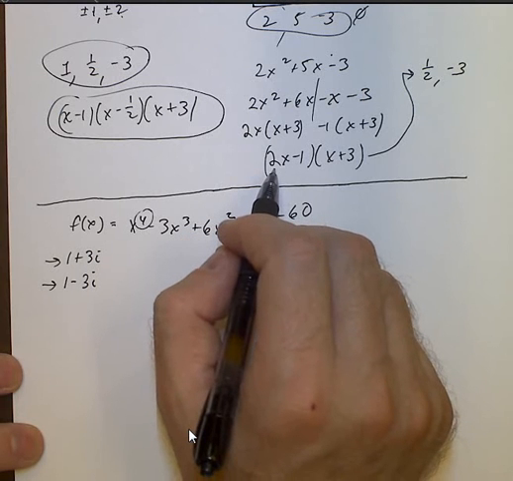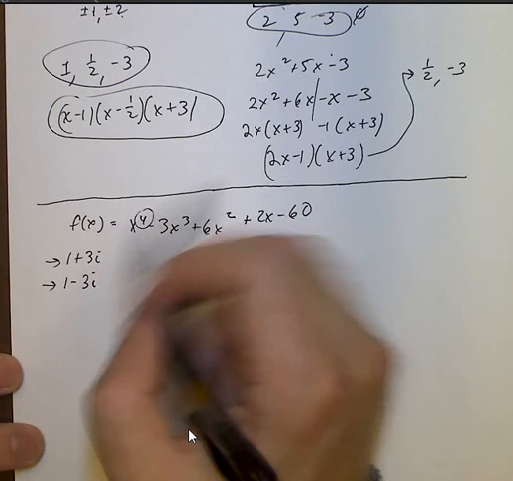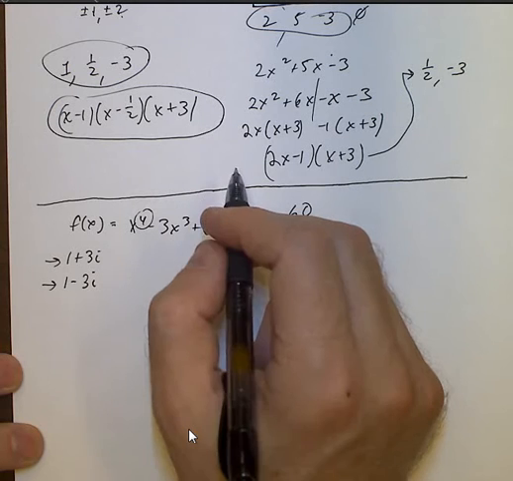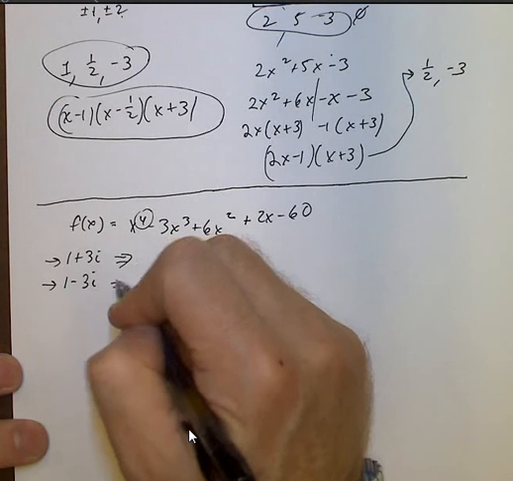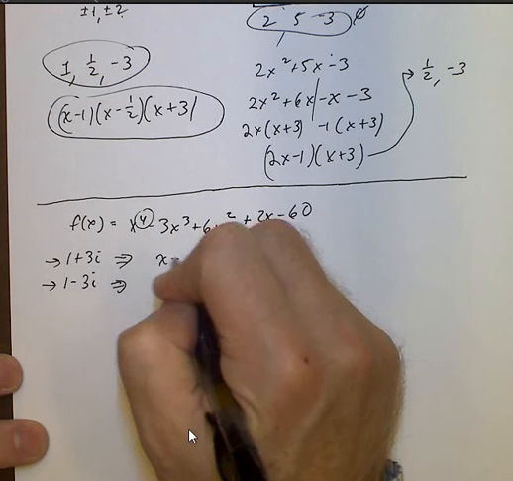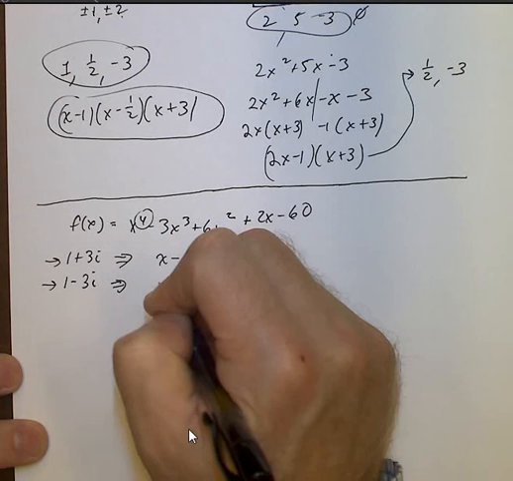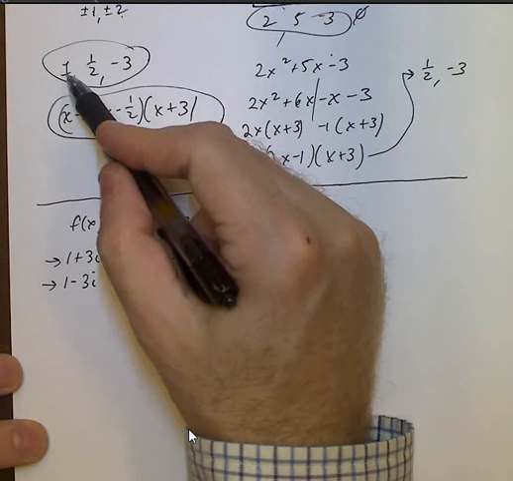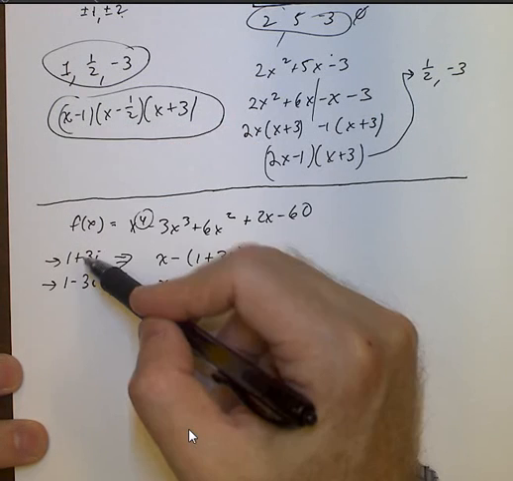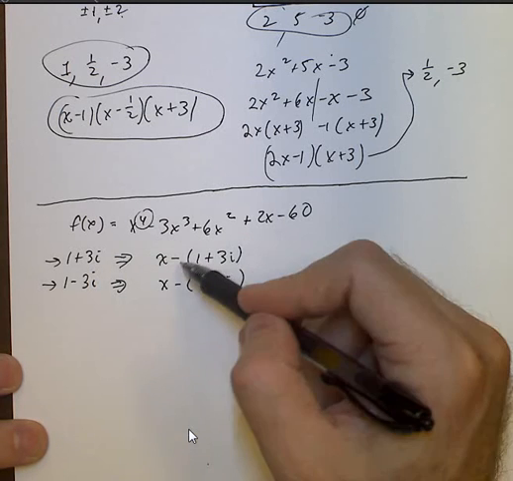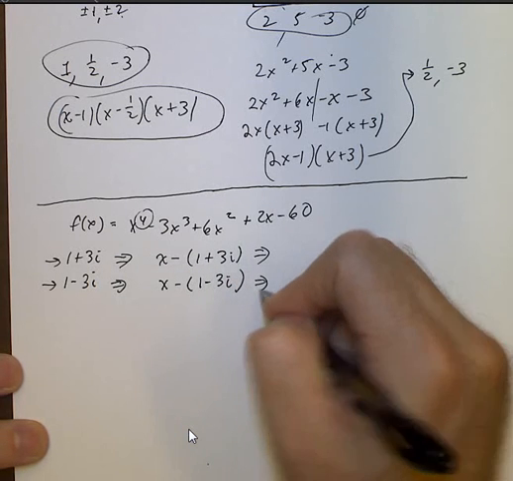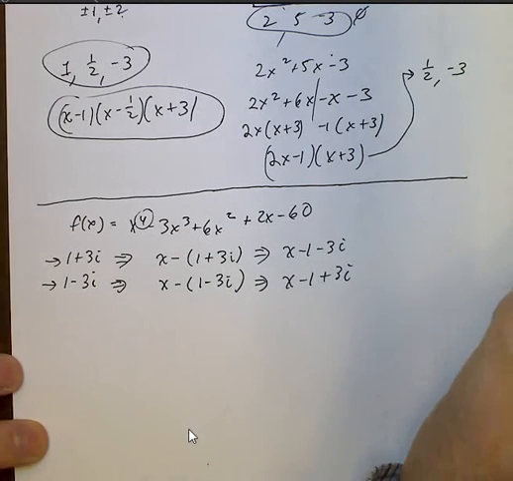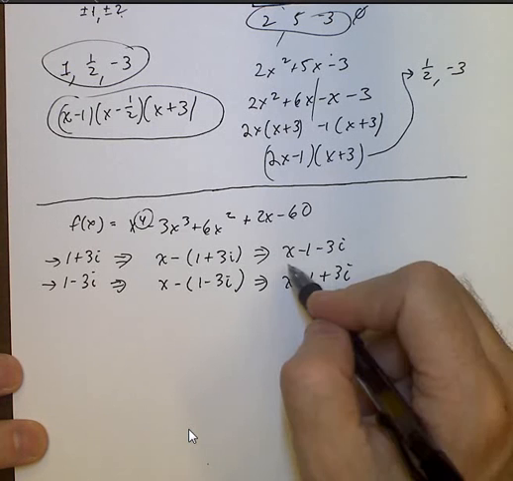What I've suggested is that rather than synthetically dividing with these imaginary numbers, the easier thing to do would be to convert each of these zeros into factored form. And remember factored form: just like here, when 1 was a zero, x minus 1 is the factor. When 1 plus 3i is the zero, x minus (1 plus 3i) is the factor. Let me distribute the negative. Okay, all I did was distribute the negative. Here are my two factors.